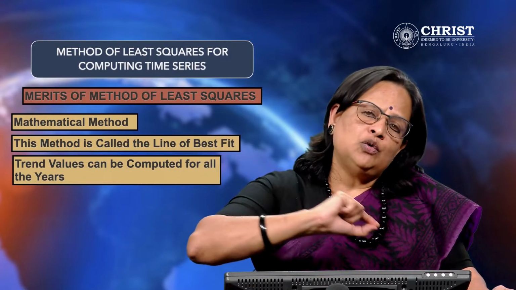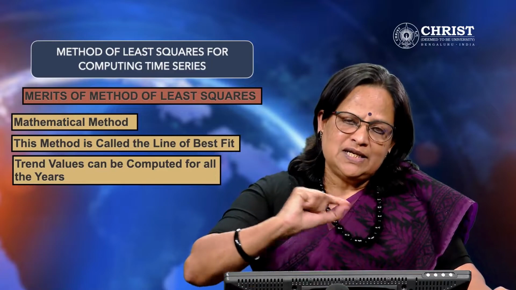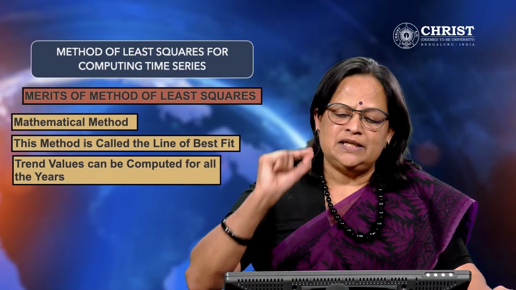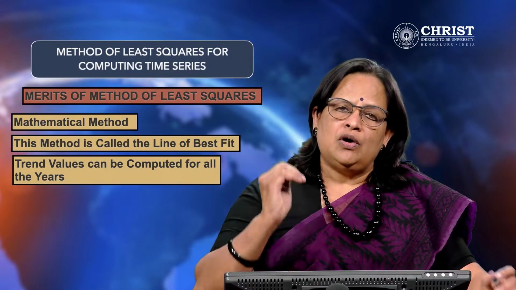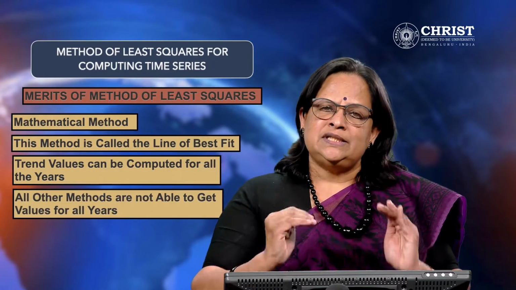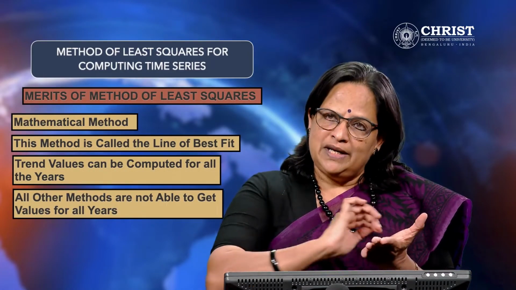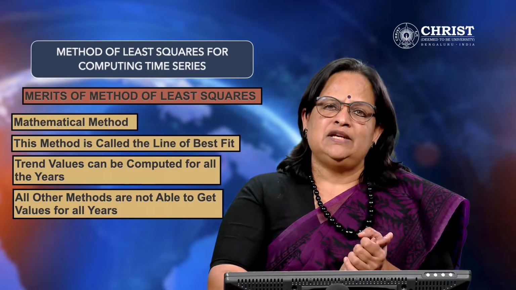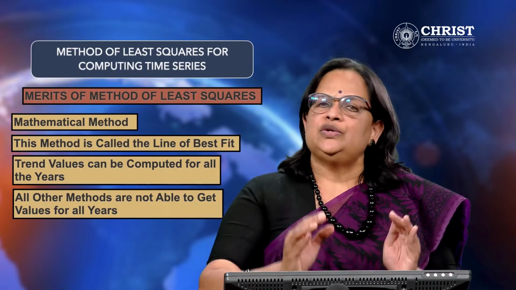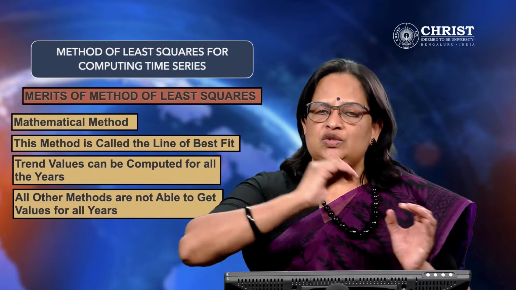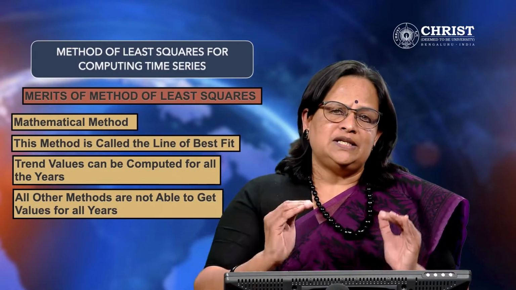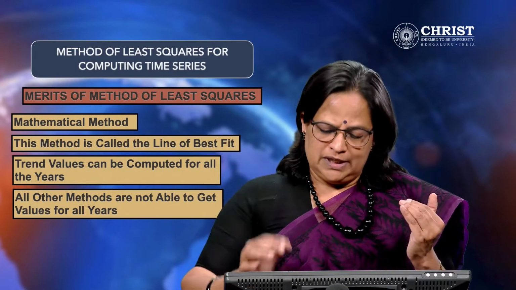You can see how the trend is progressing, whether it's a declining trend or an increasing trend, we can find out. Compared to all other methods, this is the best method where you can predict the values for all the years given in the question, and if you plot it, you get a straight line. So it's easy to see the declining trend or the progressing trend.